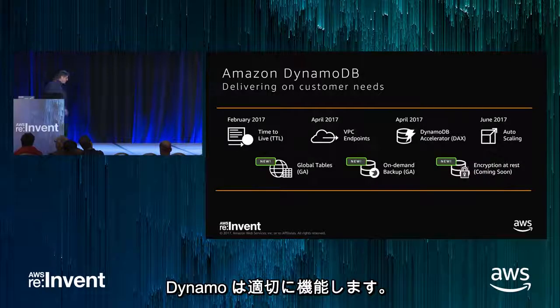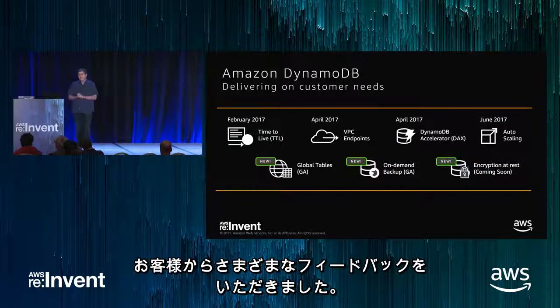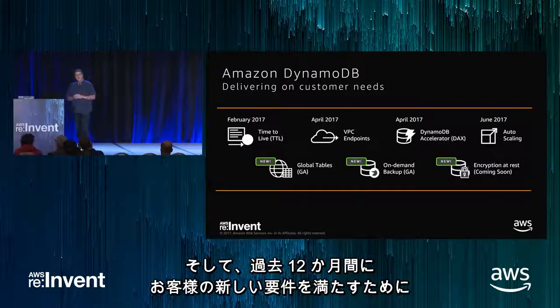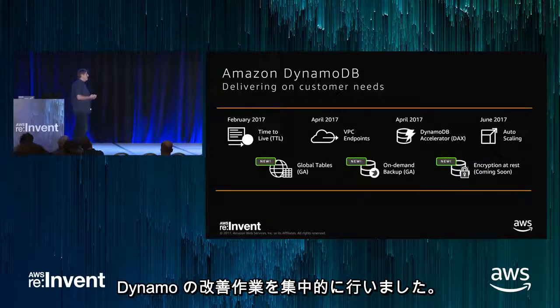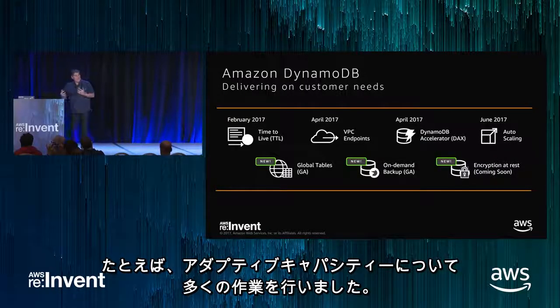So we were here last year at re:Invent, and we got all kinds of feedback from our customers. And so we took the feedback, went back to our offices and started working on it. And over the last 12 months, we've been doing a lot of work in Dynamo to meet some of the new requirements for our customers. So we've done a lot of work in our adaptive capacity.